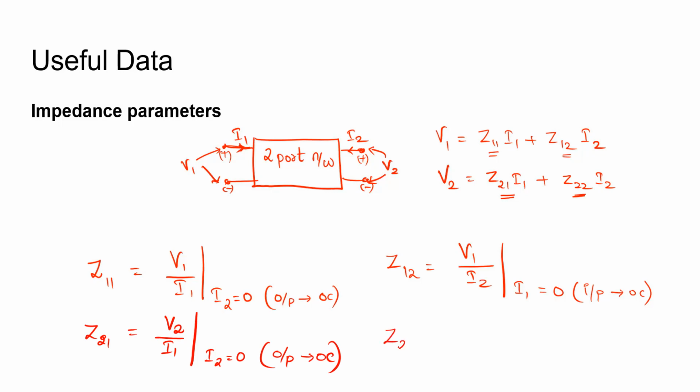In a similar fashion we can find out the output impedance Z22, which is V2 divided by I2 when we are open circuiting the input port. So I1 is equal to 0 in this case. Now we have found out the formulas for impedance parameters. Let's make use of this and solve this problem.